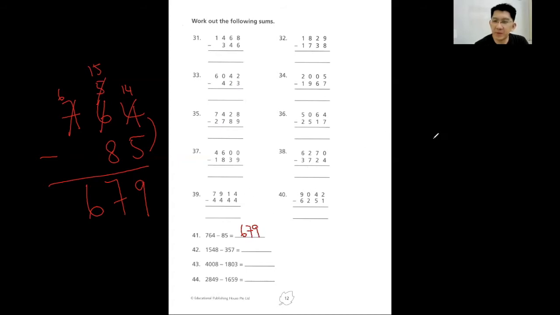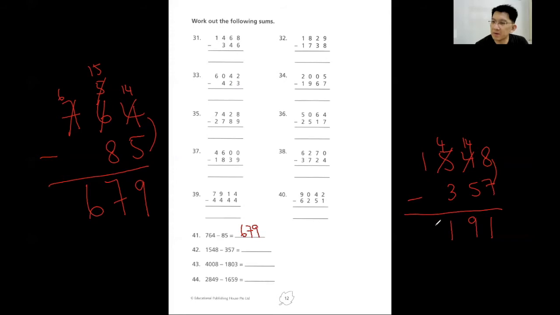Okay, now let's move on to number 42. 1,548 minus 357. So 8 minus 7, that's possible because 8 is bigger than 7. 8 minus 7 is 1. 4 minus 5, no, because 4 is smaller than 5. So therefore, I need to borrow 1 from here, leaving only 4 left. And 4 gets 10. Okay, 4 plus 10 is 14. 14 minus 5 is 9. Okay, next group is 4 minus 3. 1. And 1 minus nothing. 1 minus 0 is 1. So the answer to question 42 is 1,191.